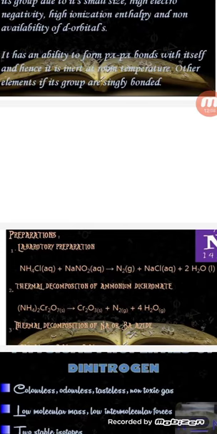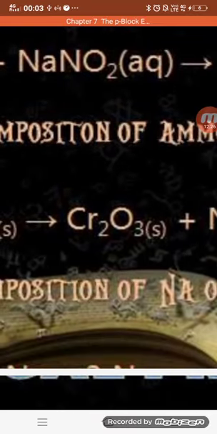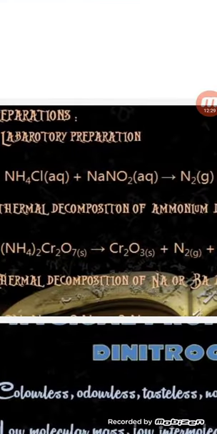Another way is thermal decomposition of ammonium dichromate, in which Cr2O3 is formed, nitrogen gas is formed and water is formed. Also, the same can be done by decomposition of sodium azide. Sodium azide is nothing but NaN3, wherein Na exists as Na plus and N3 exists as N3 minus. So when it is thermally decomposed, it forms nitrogen gas.